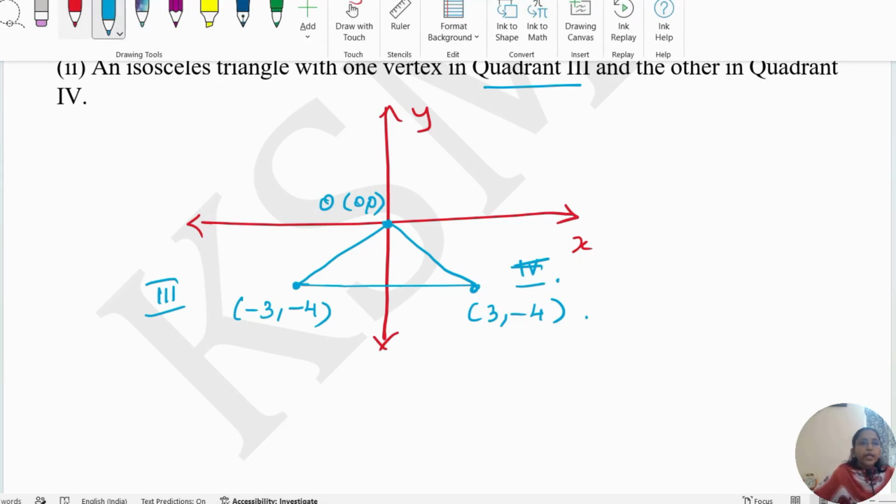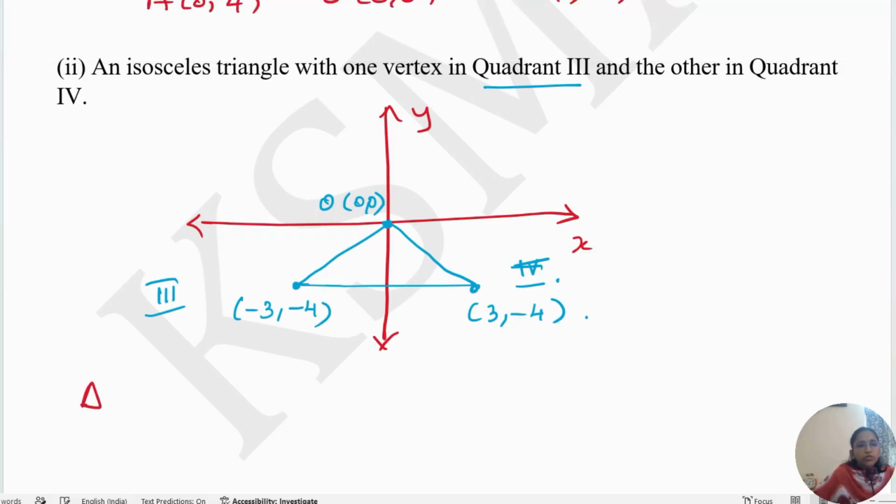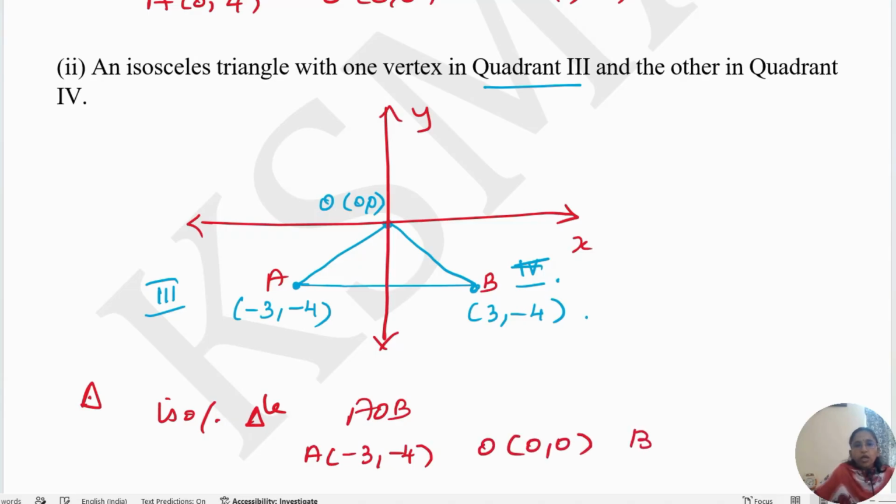So now our isosceles triangle, you can mark your data as AOB. So AOB. So your isosceles triangle is: here A is minus 3 comma minus 4 and O coordinate is 0 comma 0 and B coordinate is 3 comma minus 4. That's all.